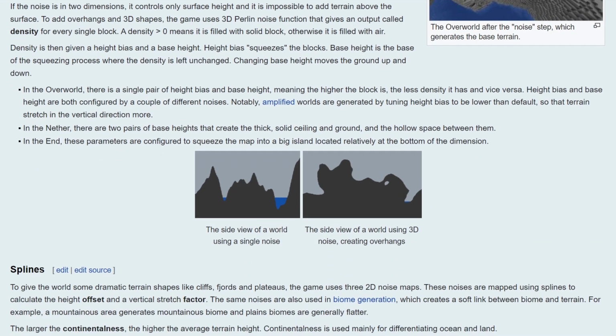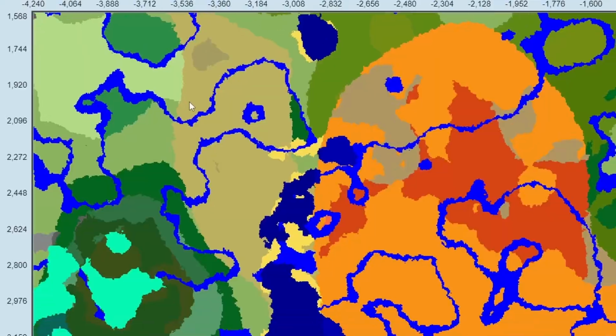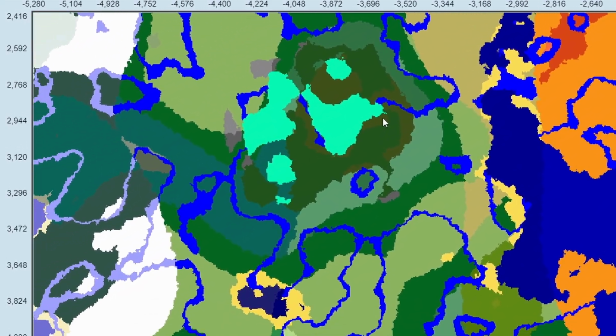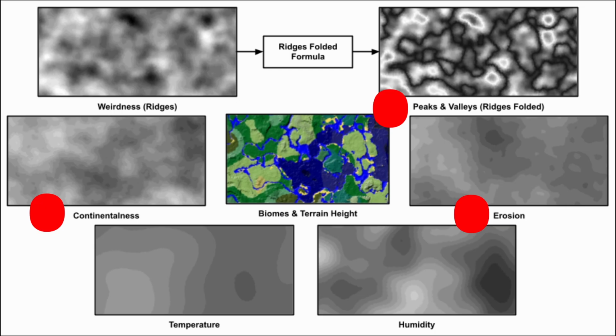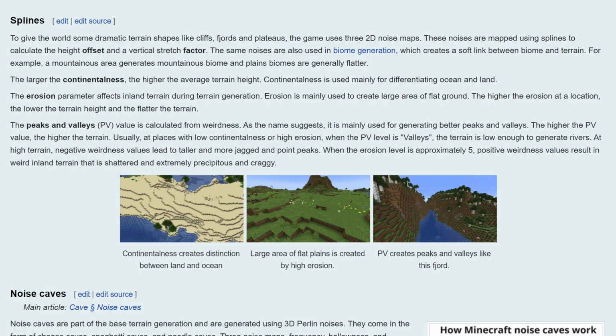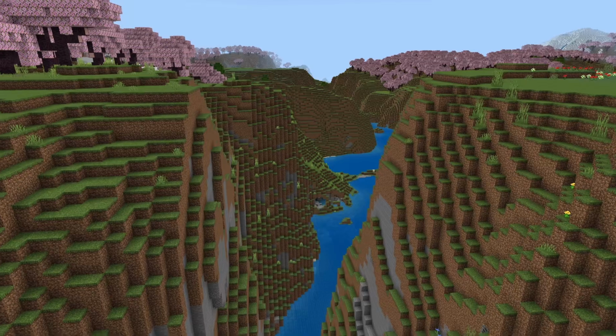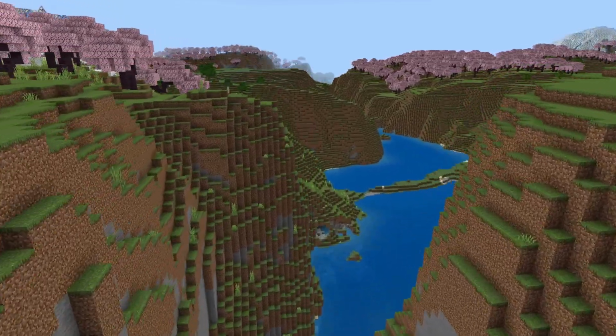You do not know this about terrain in Minecraft. This information is crazy and you should know it about Minecraft. So to generate terrain, the game uses 3 2D noise maps. These noises are mapped using splines to calculate the height offset. The same noises are also used in biome generation, which creates a soft link between biome and terrain.